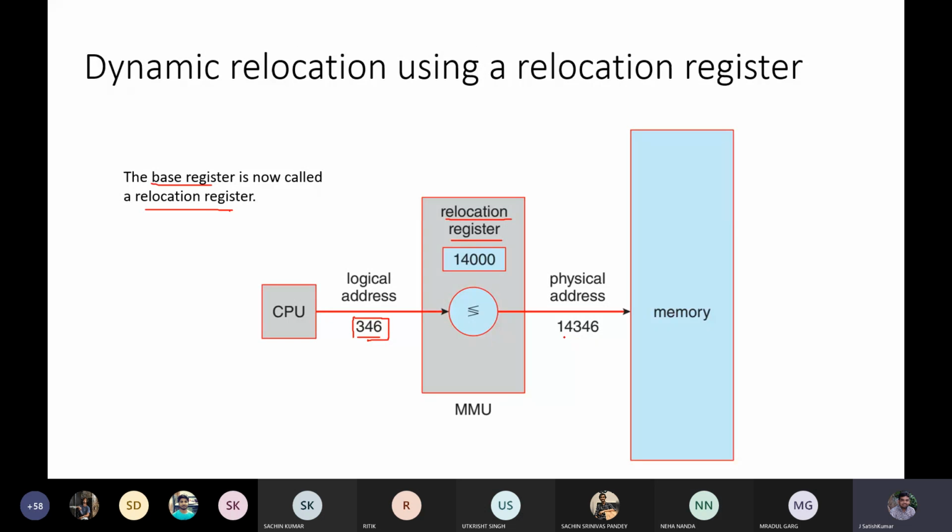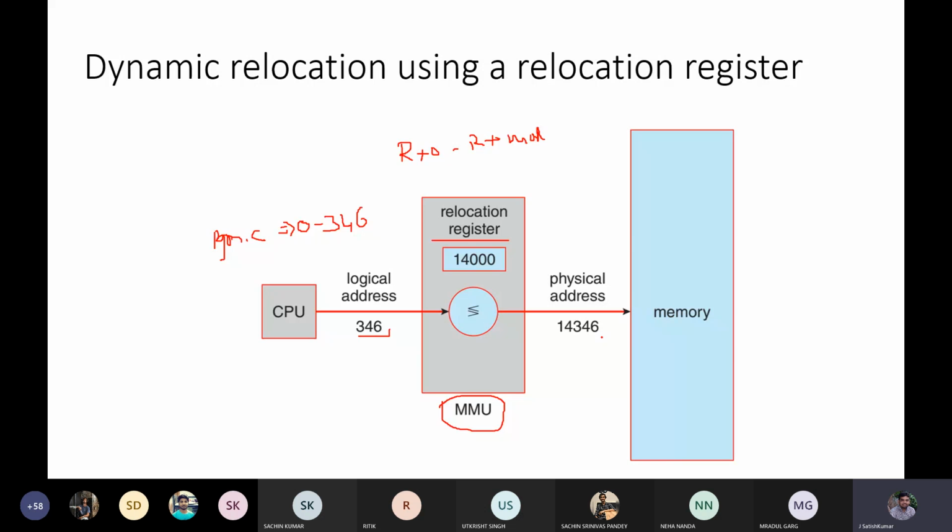Suppose if you give 14,000, then the next program will be allocated from 14,000 onwards. Then it will overlap. So the next available space for the relocation register should be after 14,346, which is occupied.